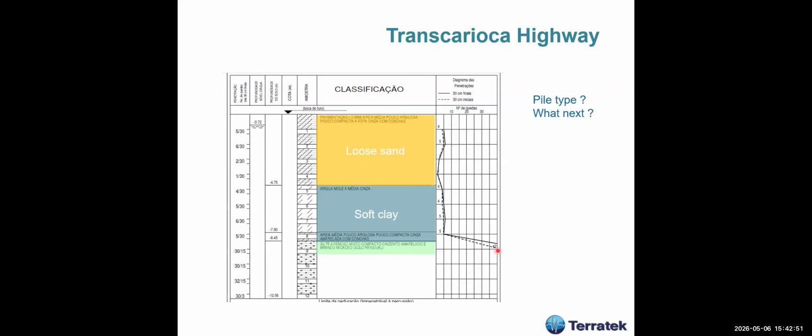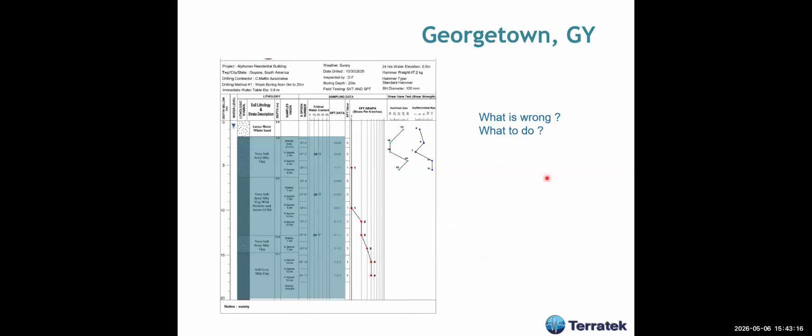And I asked, we ordered a few boreholes entering into this very hard material with rotary drilling in order to confirm the quality of this material. And this is a project where we used micropiles. Okay. This is a project in Georgetown that took place a few months ago.